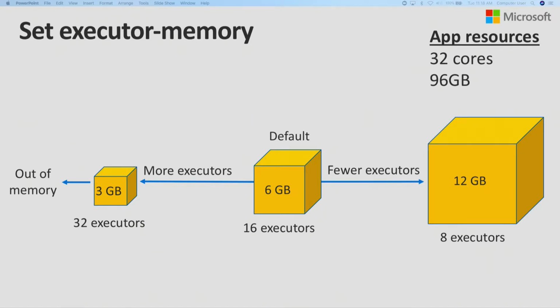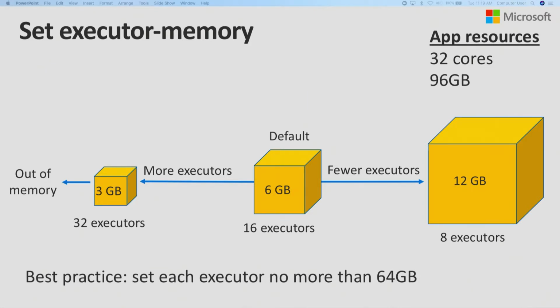And then you can always go the other way, right? If you need a little bit more memory in each executor, you can always increase the amount of memory. But at that point, you're reducing the number of executors you have to run. One tip we've seen is that we should set the executors to no more than 64 gigabytes of memory. Why we say that is at a certain point, we start running into inefficiencies. Adding more memory doesn't really help and starts causing some issues.